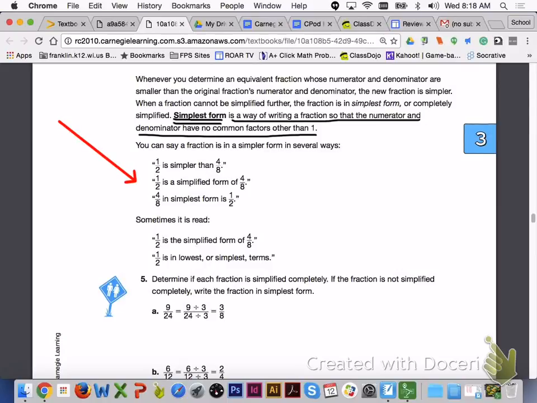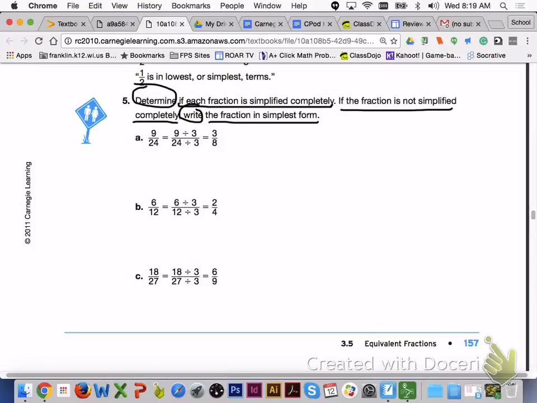You can say a fraction is in a simpler form in several ways listed here, and sometimes it is read using these examples here. Answer number 5, letters A through C with your group members.